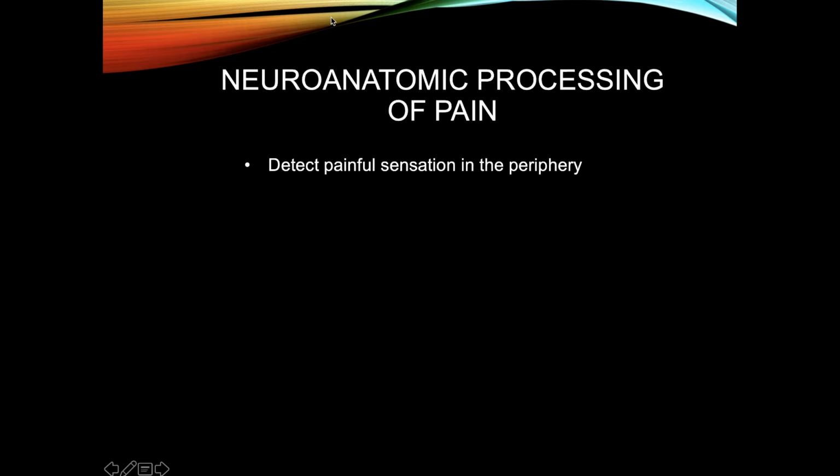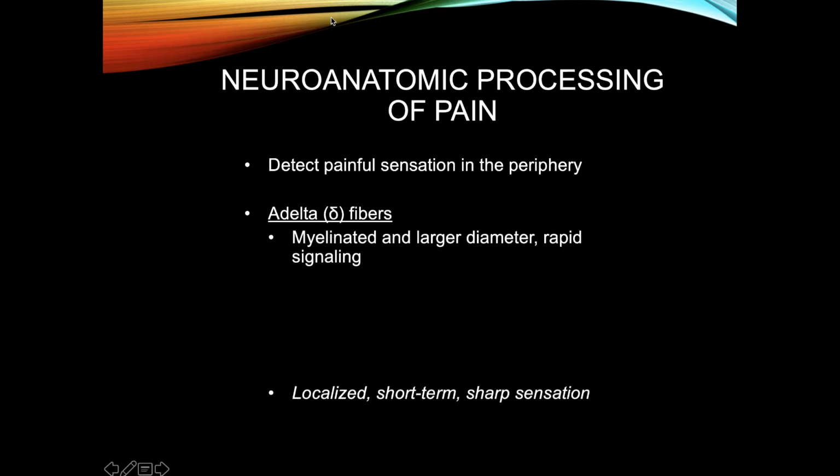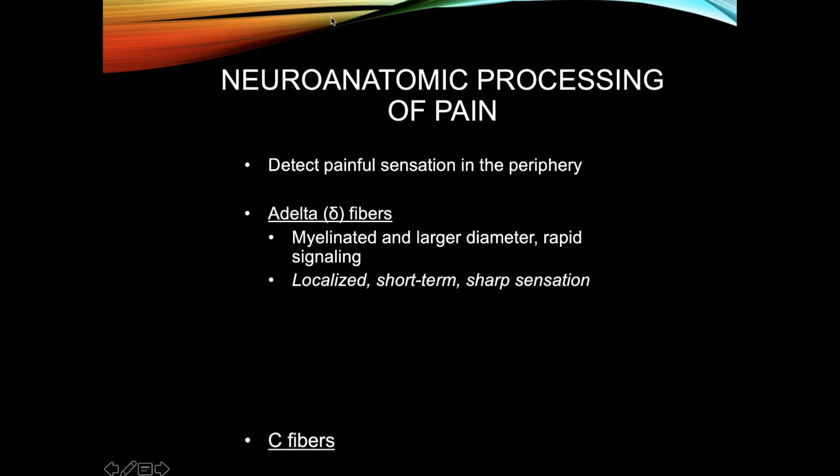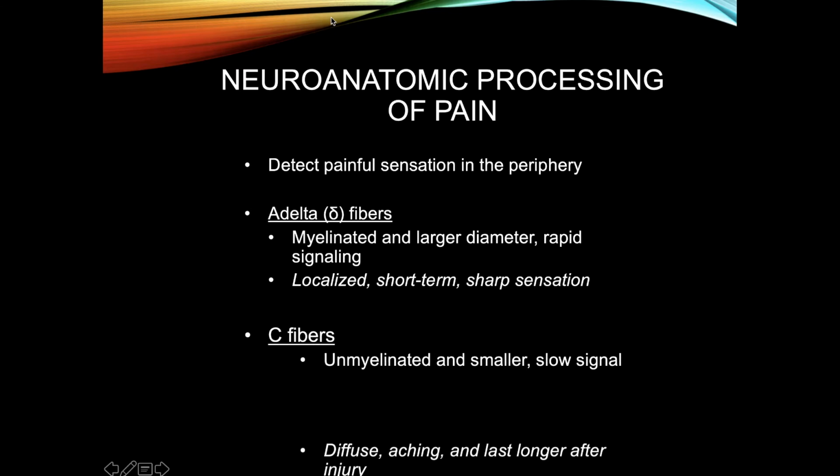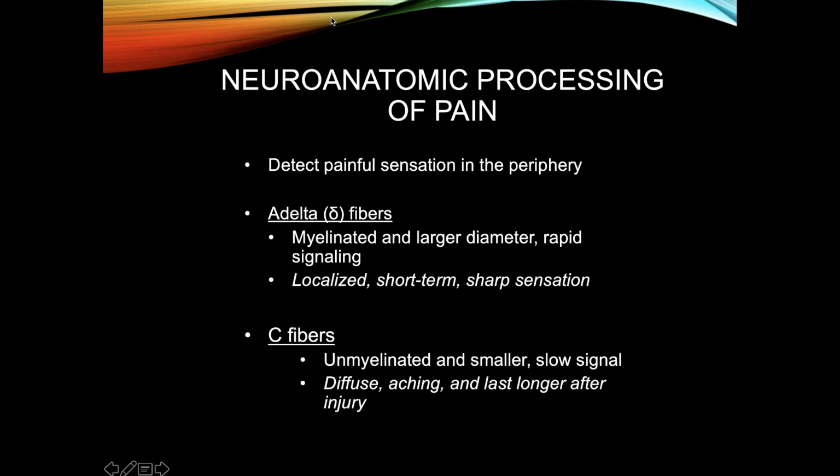The neuroanatomy of the processing of pain: one, we detect the painful sensation in our periphery. We do that through A delta fibers and also through C fibers. The A delta fibers are the ones that sense localized, short-term, sharp pain. And the C fibers sense diffuse, achy type of pain that lasts longer after an injury.